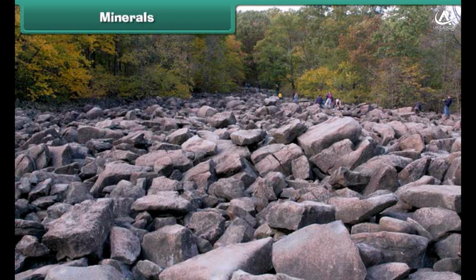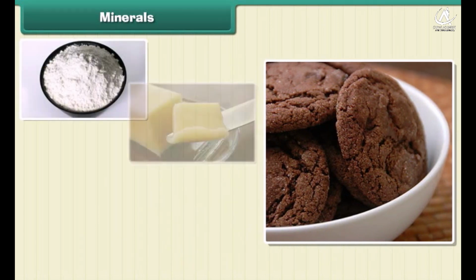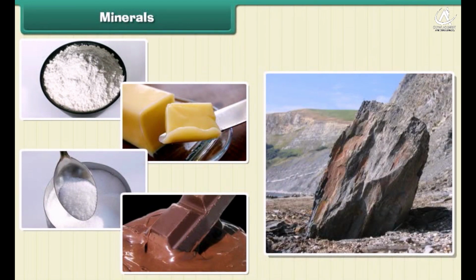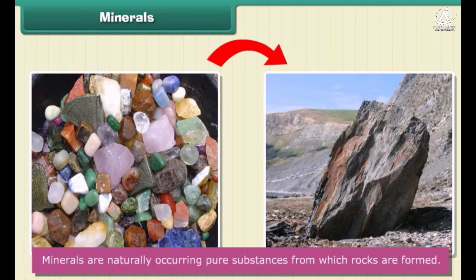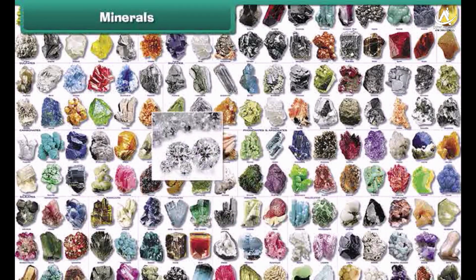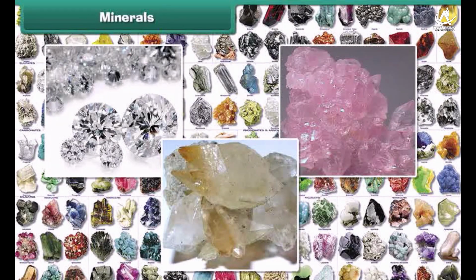Minerals. We have learnt about rocks. All rocks are made of minerals. Wondering what minerals are? Come, let us know. Think of a chocolate cookie as a rock. The cookie is made of flour, butter, sugar, and chocolate. The cookie is like a rock, and the flour, butter, sugar, and chocolate are like minerals. Thus, minerals are naturally occurring pure substances from which rocks are formed. There are about 3,000 different minerals in the world, among which diamond is the hardest mineral. Quartz and calcite are two common examples of minerals.